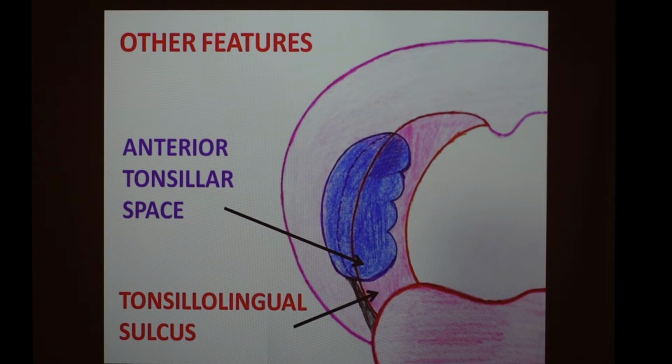Apart from that, there are some other important features. The lower pole of the tonsil is separated from the tongue by a sulcus called the tonsillolingual sulcus. Similarly, on the anteroinferior aspect of the palatoglossal fold, there is a small space between the tonsil and the fold. That part is called the anterior tonsillar space.